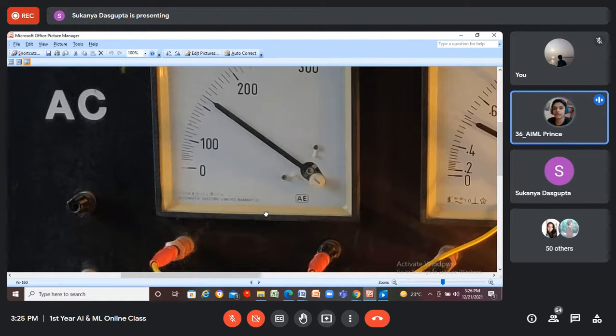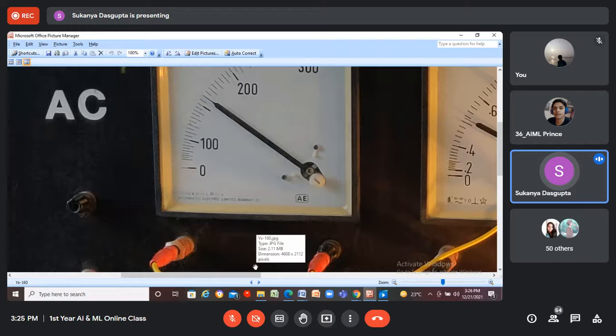Ma'am, we have to multiply the test wattmeter, meaning the standard wattage, with 2. I haven't shown the wattmeter reading yet. I'll show you the wattmeter readings later. Okay, ma'am. Then you will multiply.